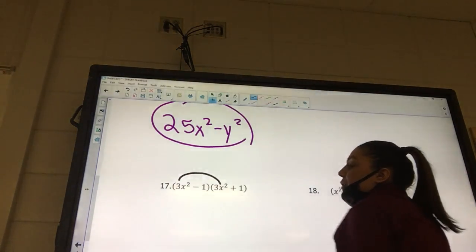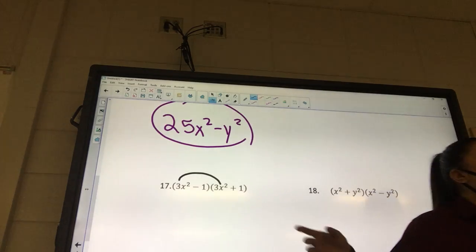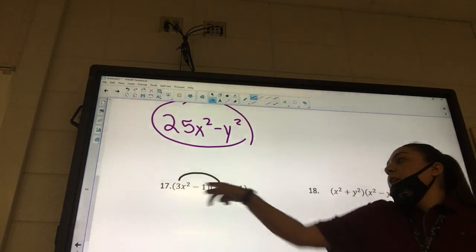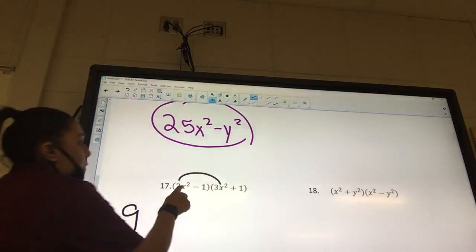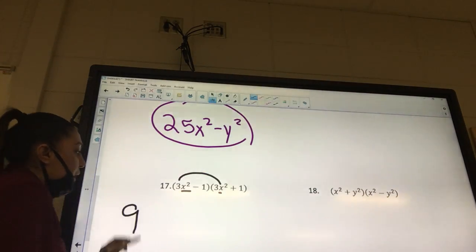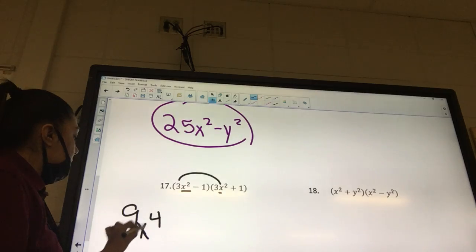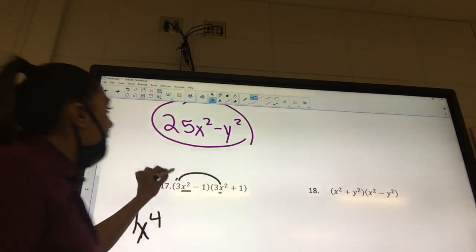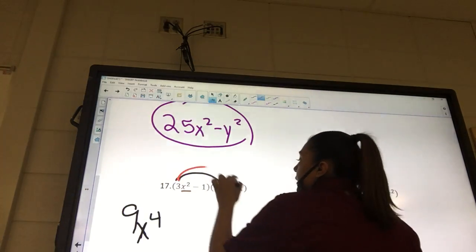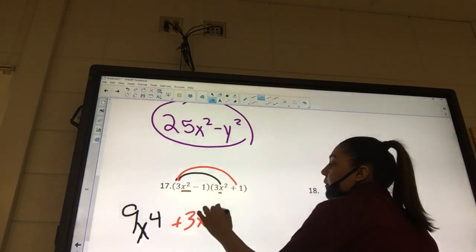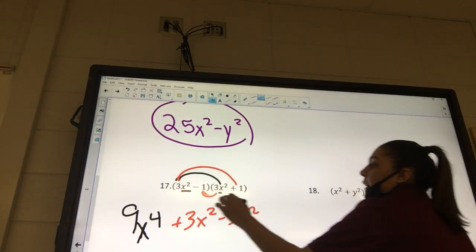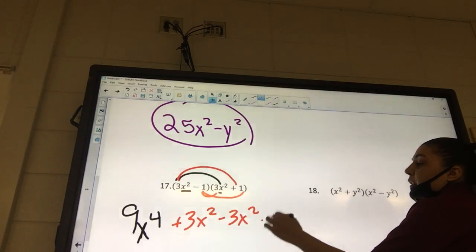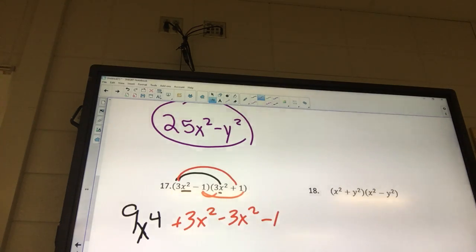Do these in baby steps. So, you multiply the numbers. What is 3 times 3? 9. How many x's do I have total? 4. Yeah, so it's going to be x to the 4th. Multiply the first, the outer. It's going to be plus 3x squared. The inner, negative 3x squared. Plus 3x. And the last is going to be negative 1. Cross out the middle.